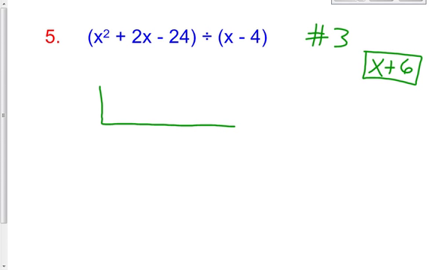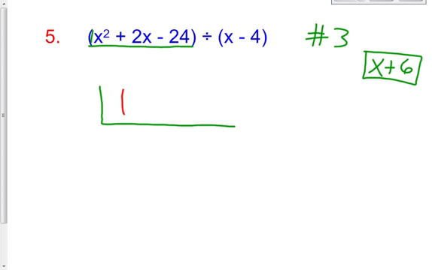Now the next thing is that our dividend is going to drop down. However, we're not going to write it just the way it's written. We're actually just going to pull down the coefficients, which are the numbers in front of the variables. So how many x squareds are there? There is 1 x squared. So we're going to pull a 1 and bring it down right here.